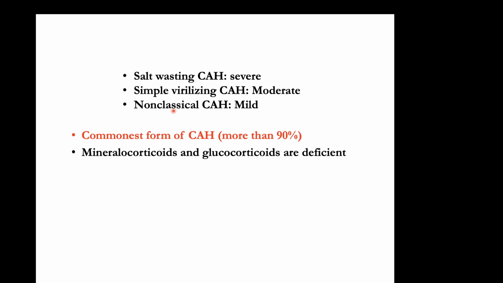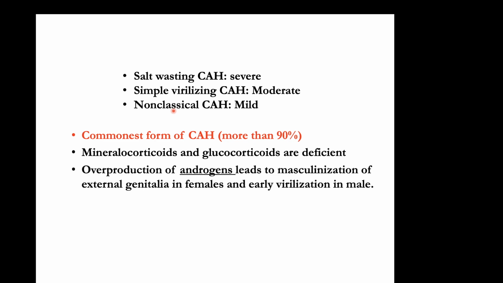Mineralocorticoids and glucocorticoids are deficient, as we have discussed already. And overproduction of androgen leads to masculinization of external genitalia in females also, and early virilization in males. Increased potassium and decreased sodium in the plasma.